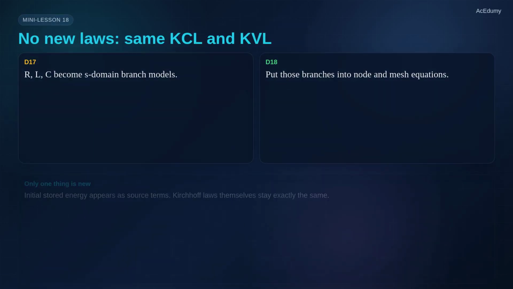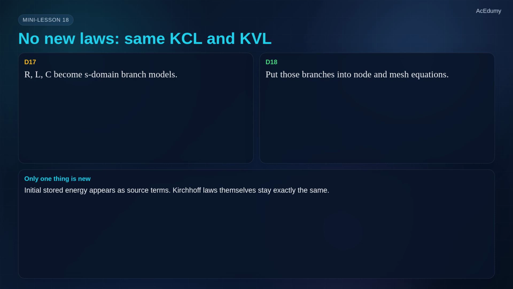We now have S-domain models for R, L, and C. The next question is, once the circuit is transformed, do we need new circuit laws? No, Kirchhoff's current law and voltage law still apply. We simply write them using Laplace domain currents and voltages. The only new pieces are the initial condition source terms.